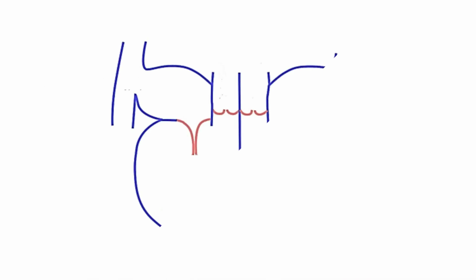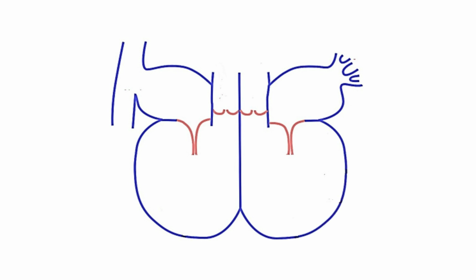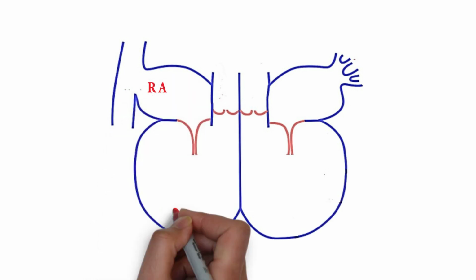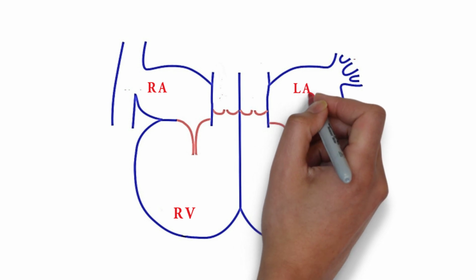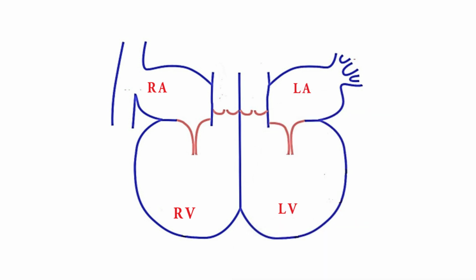The heart has four chambers. The upper chamber on the right is the right atrium and the lower one is the right ventricle. Similarly on the left, there are the left atrium and left ventricle.